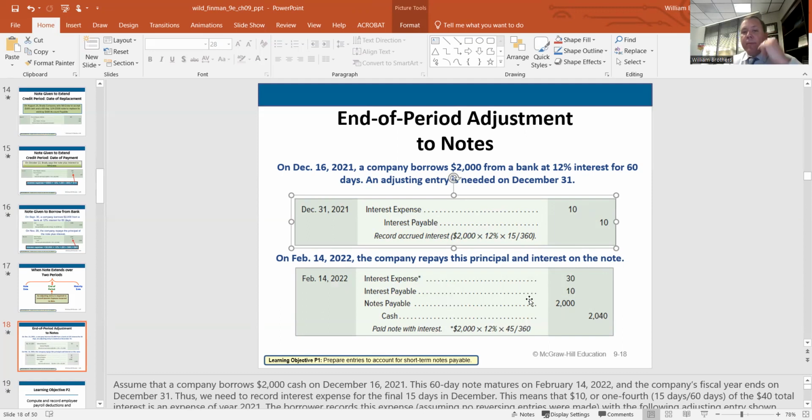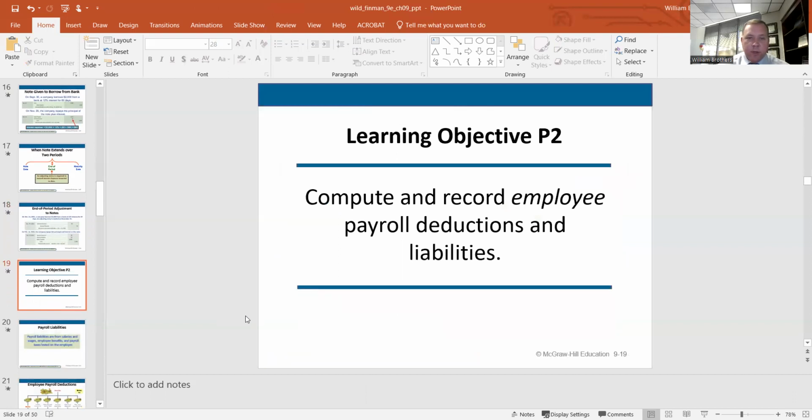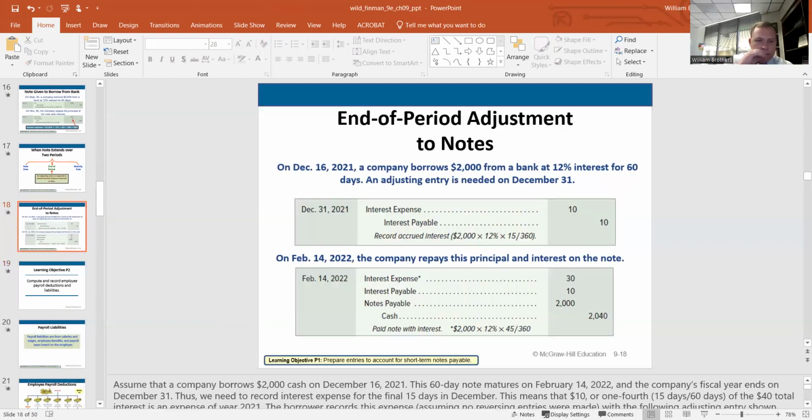That's $30. I have my debit to interest payable. This wipes out the liability I had incurred from the previous year for $10. I have my debit to note payable, again, from something that happened in the previous year. And then my credit at that point in time is going to be $2,040 for the amount of cash that's going to have to go out to pay for each of those things. So nothing terribly difficult, I don't believe.